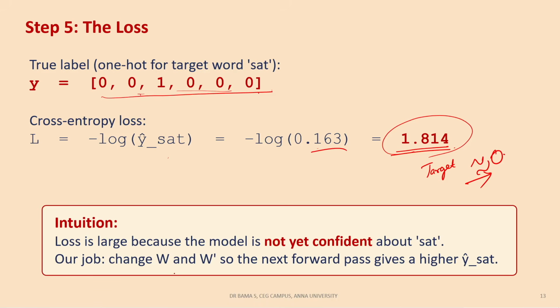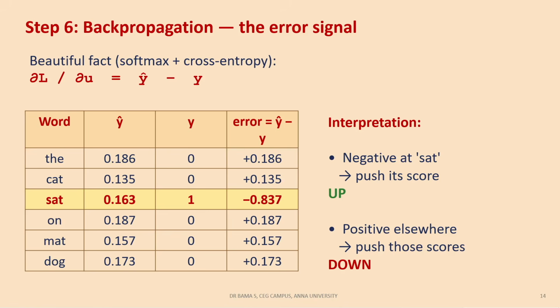So our job is to change W and W dash so that the next forward pass gives a higher Y SAT value, which means the loss will be less. So how do we change W and W dash? Again, it is through the back propagation method. Let's take dou L by dou U. Dou L is for the loss and U is the output side. Y cap is what we got at the output and Y is the target value. So dou L by dou U is Y cap minus Y. This is the error that we get.